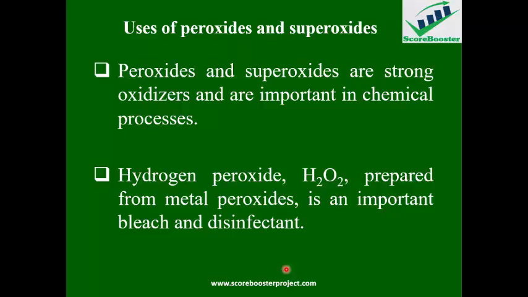Another use is in bleaching. When you have a stubborn stain on your clothes, you can use any of the peroxides that are suitable, that will not destroy your fabric. You can use it as a bleaching agent. So those are the few uses of peroxide and superoxide that we're going to talk about.